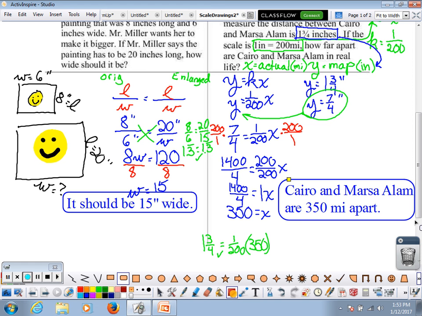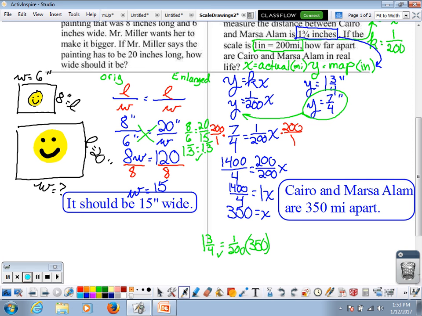Okay, now remember, ask yourself, does that seem reasonable? Now, it's tough to wrap our heads around. 350 miles sounds like an insane distance. But keep in mind, we're talking about two cities in a country. In Pennsylvania, Pittsburgh and Philadelphia are, I think, about 200 miles apart. So does it seem reasonable that two cities in the same country could be 350 miles apart? Sure. It's perfectly reasonable.